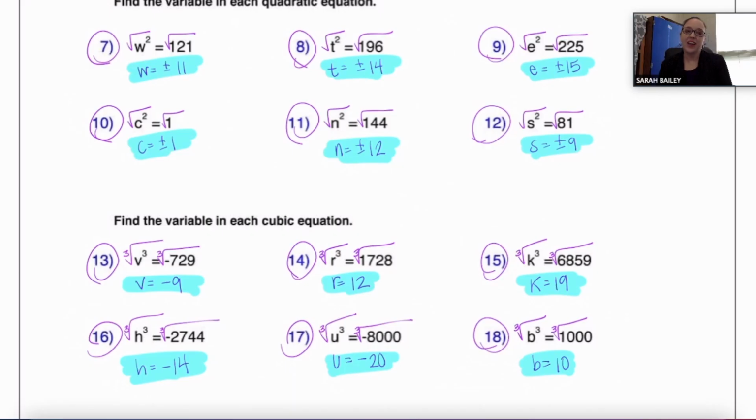Hey everybody, welcome back. So here are the solutions for 7 through 18. Please note that I showed my work and you should have done the same. For 7 through 12, those were all quadratic equations, so you had to take the square root of both sides to solve. So you should have had 2 solutions for 7 through 12. 13 through 18 were all cubic equations, so you only have 1 solution, meaning 1 answer for each of those. So pause the video and check over your work now.